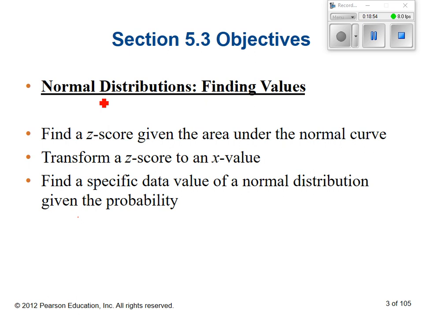So what we're going to do is what I just said. We're going to find a z-score given the area. So before we were taking a z-score and finding the area. Now we're going to go backwards to that. Transform that z-score to an x value. So you're going from a standard score to a raw score, which makes more sense to most people.